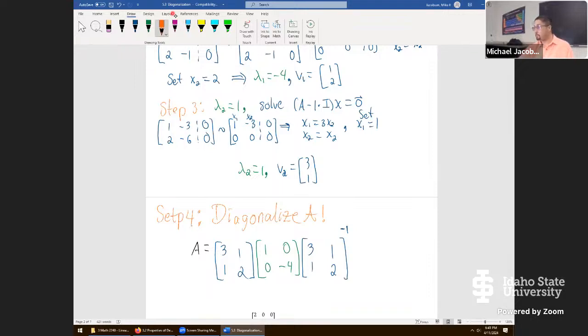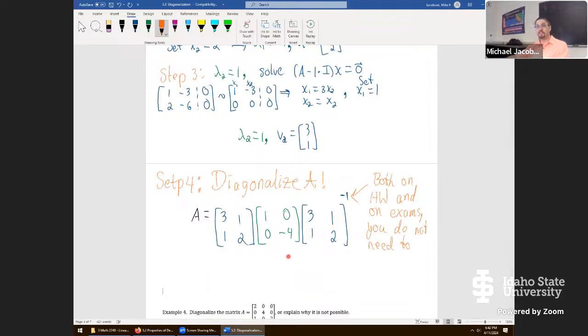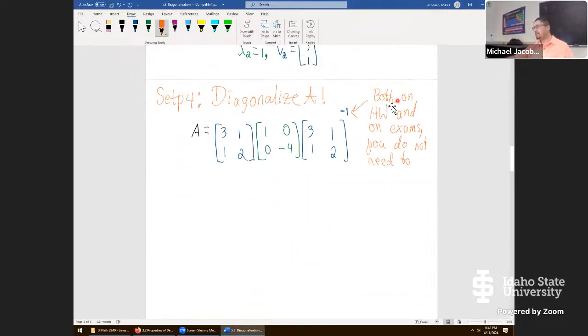Now, here's my big comment I did want to make. Both on homework and on exams, you do not need to calculate that inverse. You can if you want, but you're doing a lot of additional work if you decide to do that. I'd say if you want to calculate the inverse there, do it for the purpose of homework, but skip it on the exam. I might have a specific question for matrix inversion.